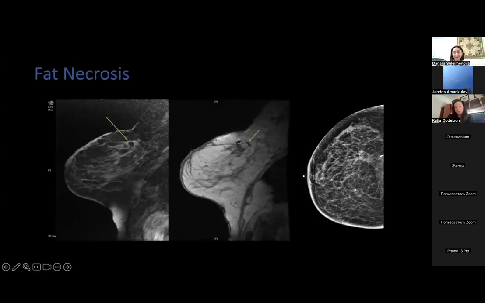But if you didn't have it or it was early on, you'll see these findings first on MRI. So this is a really helpful problem-solving sequence, in particular to assess irregular rim enhancing masses, which we'll talk about later.